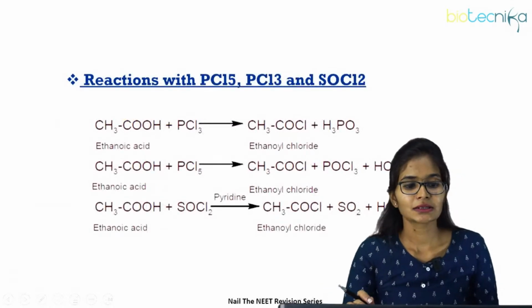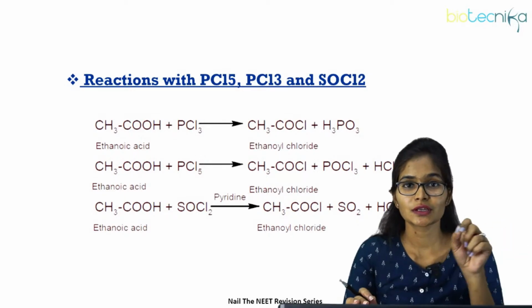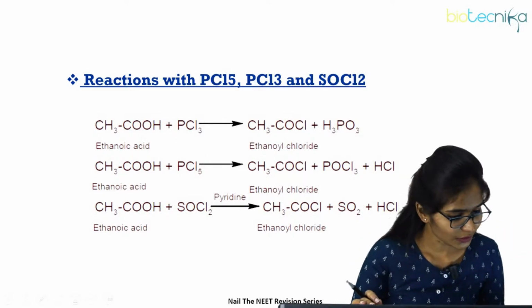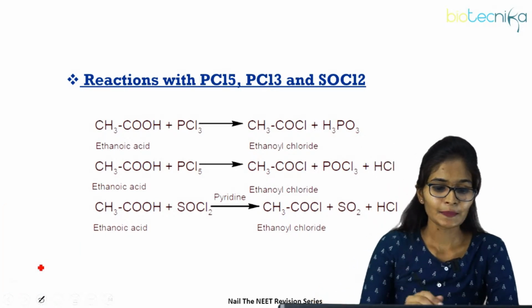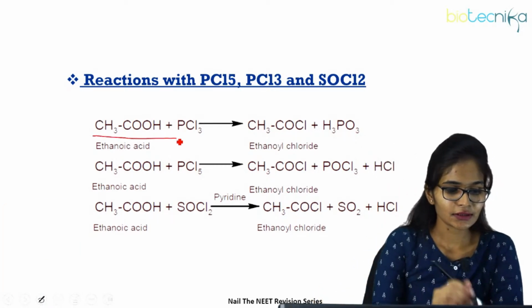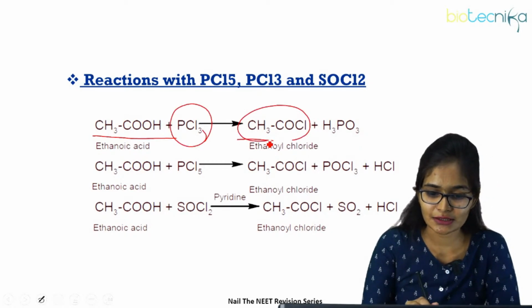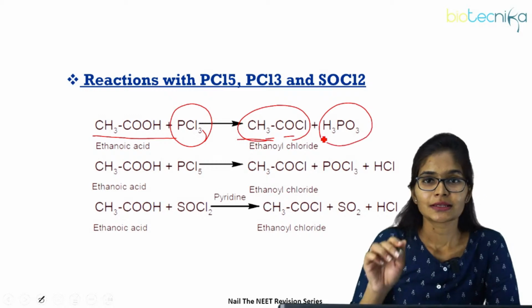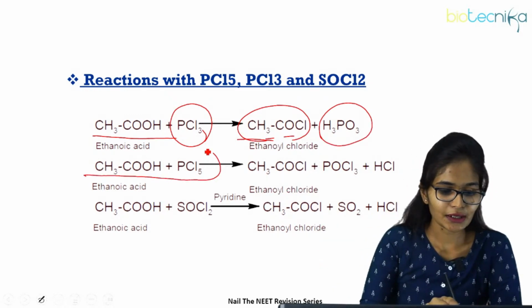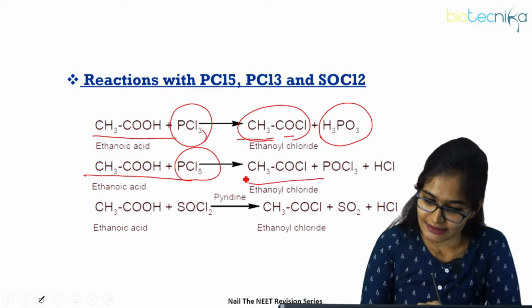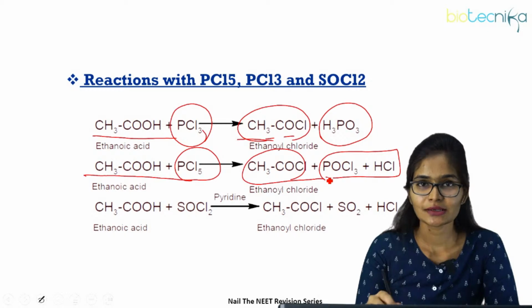Now coming to the next, reaction with PCl3 and PCl5. Here also you are going to cleave the carbon-oxygen bond, and you are going to get the acyl chlorides, or ethanoyl chloride as we can also say. So first you consider the ethanoic acid. Upon treatment with PCl3 you can get ethanoyl chloride, that is CH3COCl, along with the side product H3PO3. And now the ethanoic acid treated with PCl5 gives the same product, ethanoyl chloride, and POCl3 with HCl is released.